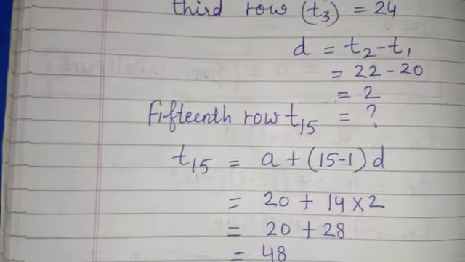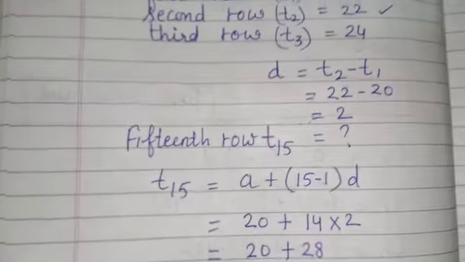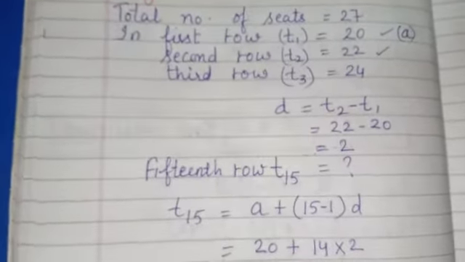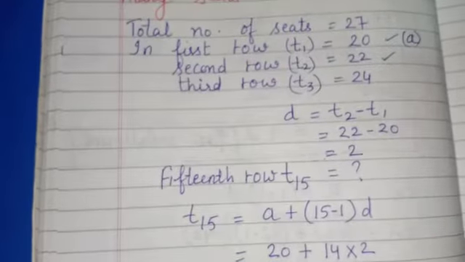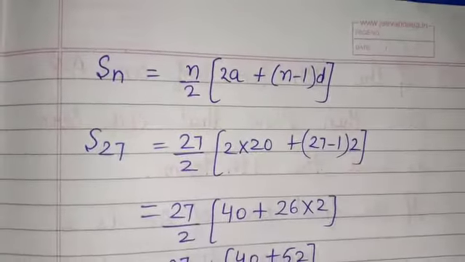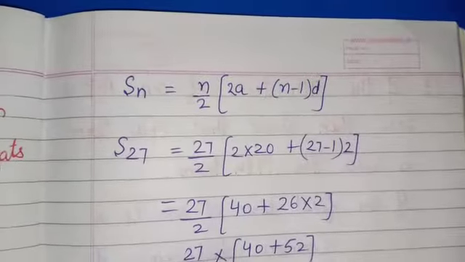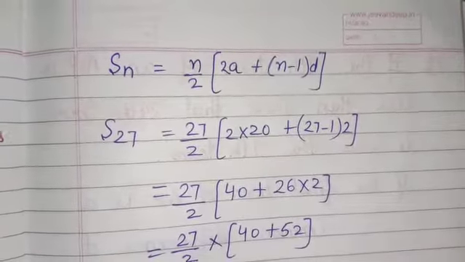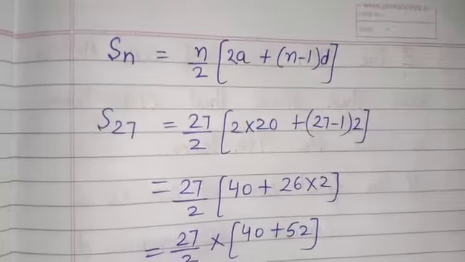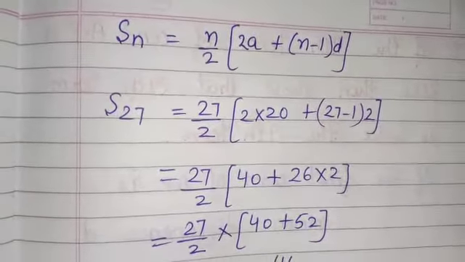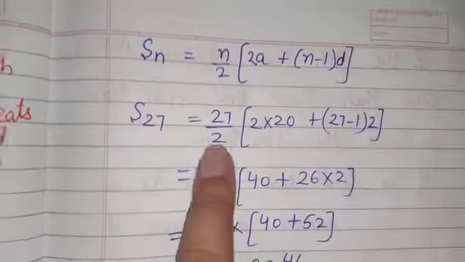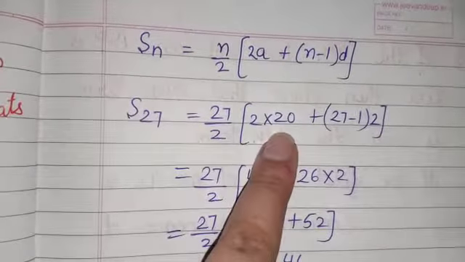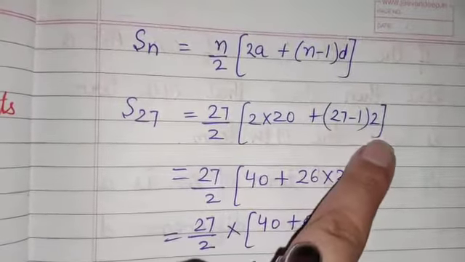As this is an arithmetic progression and they are just moving with the common difference, the extension of 2 seats in each row, right? Now we have to find out the total number of seats in the whole auditorium. That means we have to find the Sn, that is S27. So n by 2 into 2a plus n minus 1 into d. Again it comes 27 upon 2. Put the value a is 20. 27 minus 1 into 2.